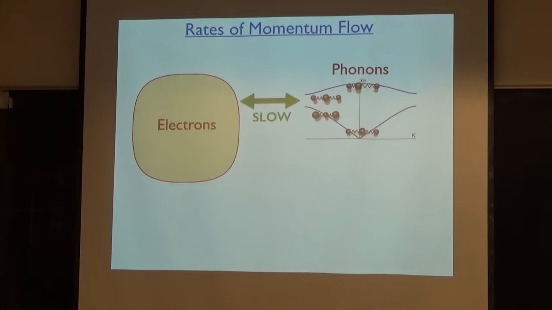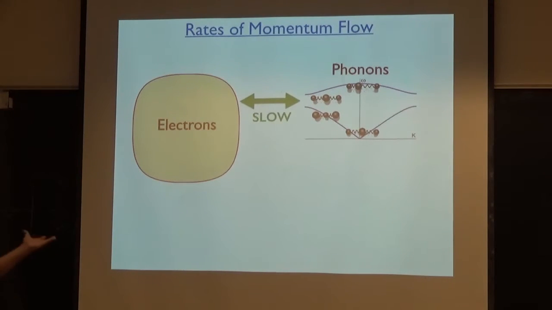Momentum and current are of course two different things. The electrons carry momentum and current. The phonons only carry momentum. So in fact, if momentum is perfectly conserved, it doesn't matter at that point. The resistance is zero. The current will flow forever.